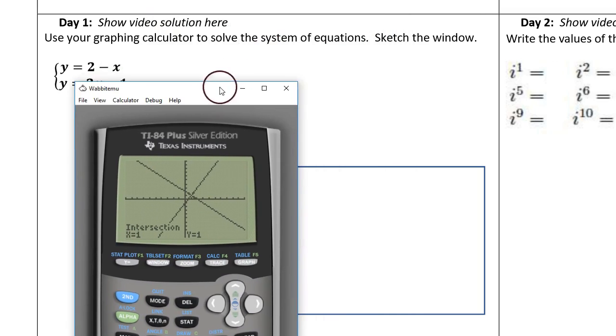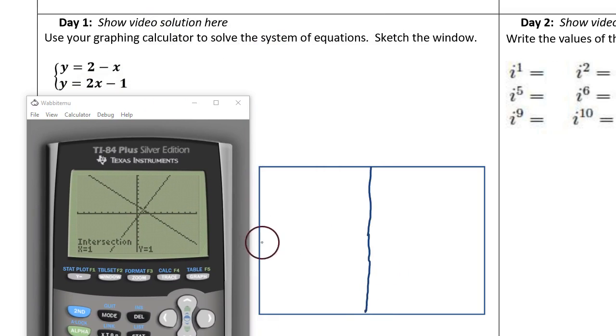Now let's sketch this graph into the rectangle. Here's the y-axis and the x-axis. I have the standard window, so it's 10 marks in all directions. And we want to accurately draw both lines. If you're not confident you can see important points from this window right here, such as the y-intercepts and x-intercepts, you could look at the table to get some accurate x and y values.